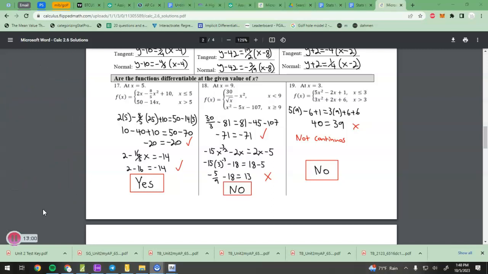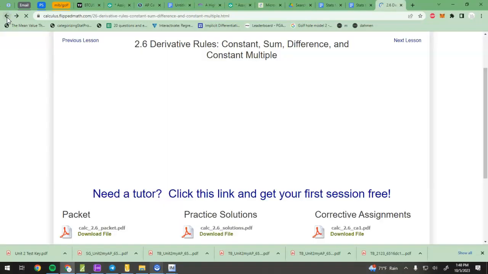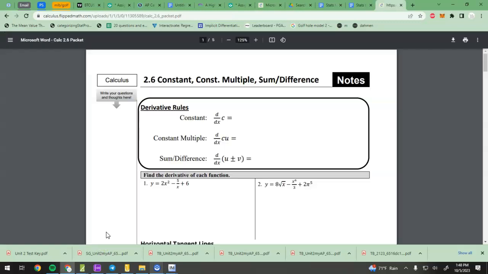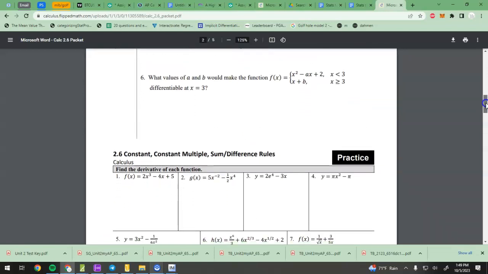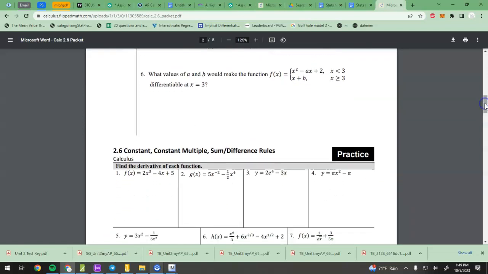I would like to come back together and look at number 6, please, on the notes. I can almost promise you there will be one of these on your gateway, because it allows me to check: can you take the derivative of that? Do you know what continuous means? Do you know what differential means? All at the same time. It's a really good problem because I can attack a bunch of skills with one problem.